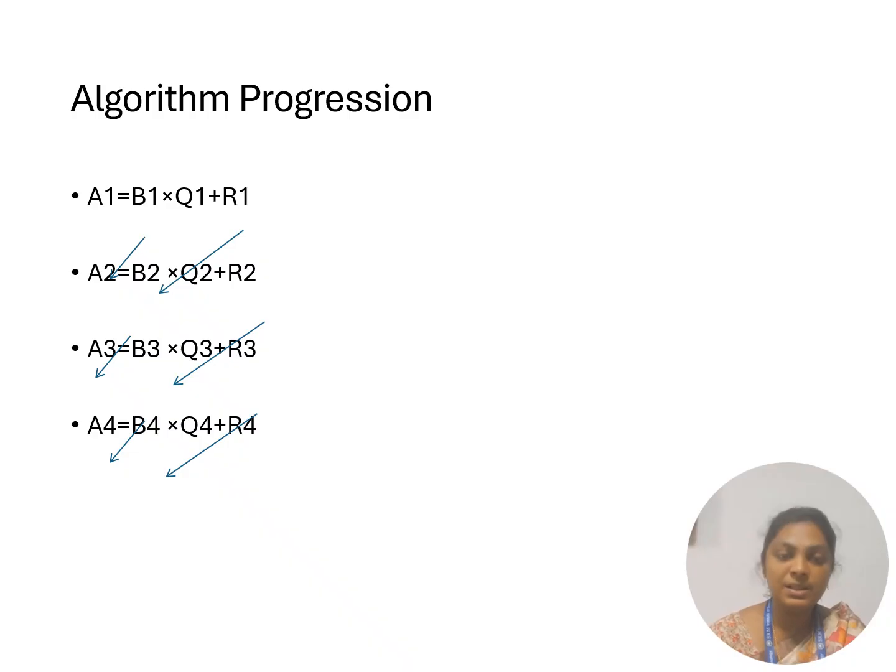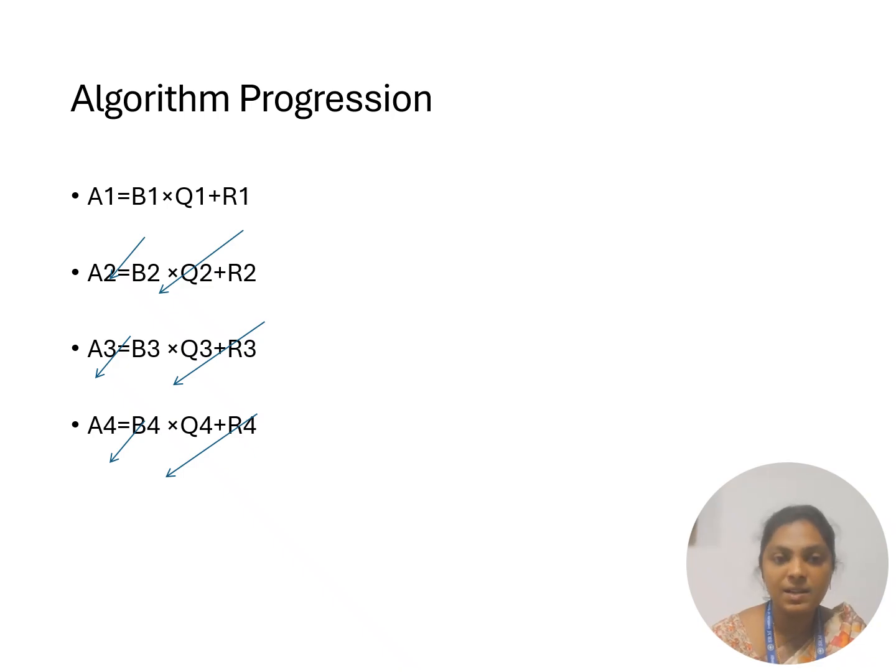As per the division algorithm, A is equal to B into Q1 plus R1. So let's take the GCD of any two numbers A and B, as represented here. When you perform the division operation, you will get a quotient and a remainder. That's what Q and R are.